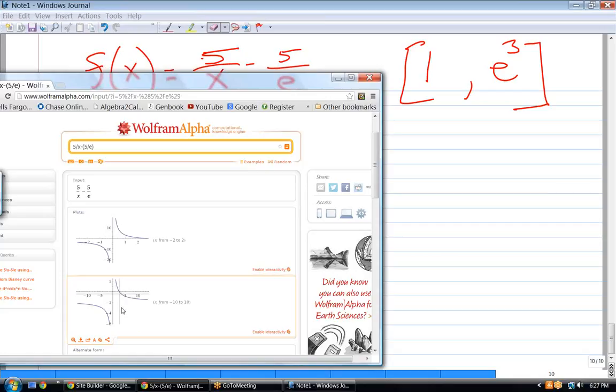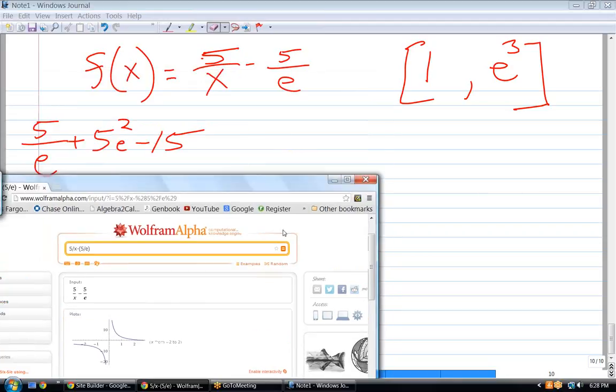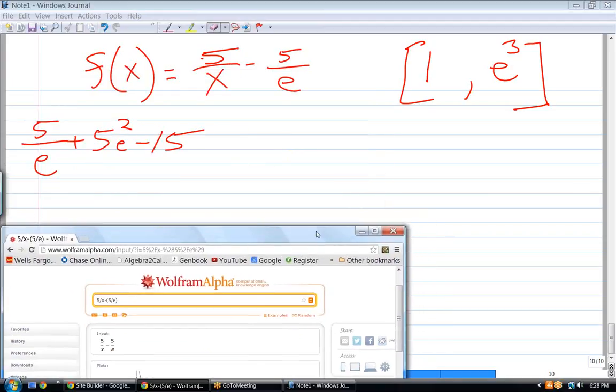So we want to do this in 2 intervals. We want to go from 1 to wherever it crosses the x-axis, and then take the integral of the same exact function from that point where it crosses the x-axis out to e to the third, and add that to the first one. All right, so this is what we're looking at.